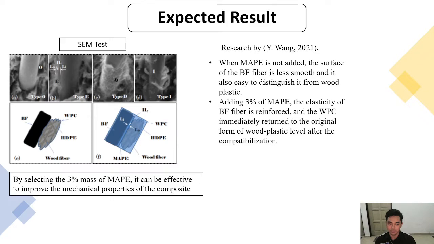With MAPE, we can see the combination is stronger. So by selecting 3% of MAPE, it can be effective to improve the mechanical properties of the composite. By explaining the expected result of the SEM test, we end my slides today. Thank you.